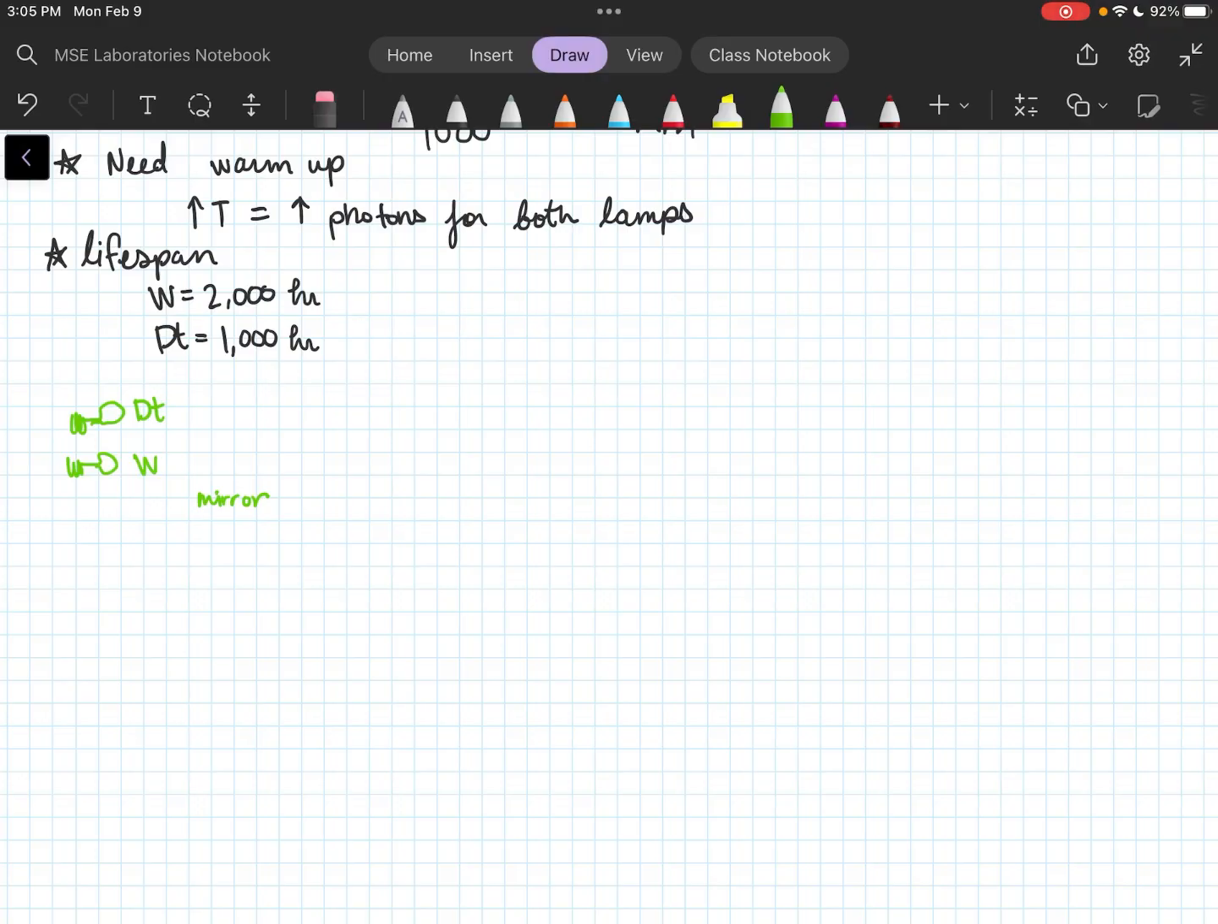So I've got some sort of shade or mirror or something that is going to choose which lamp I'm pulling light from. I don't want to turn the lamp off that I'm not using because I don't want it to get cold. So we just have a little blocker. I'm using this lamp or that lamp. The light from that lamp goes through something called a monochromator.